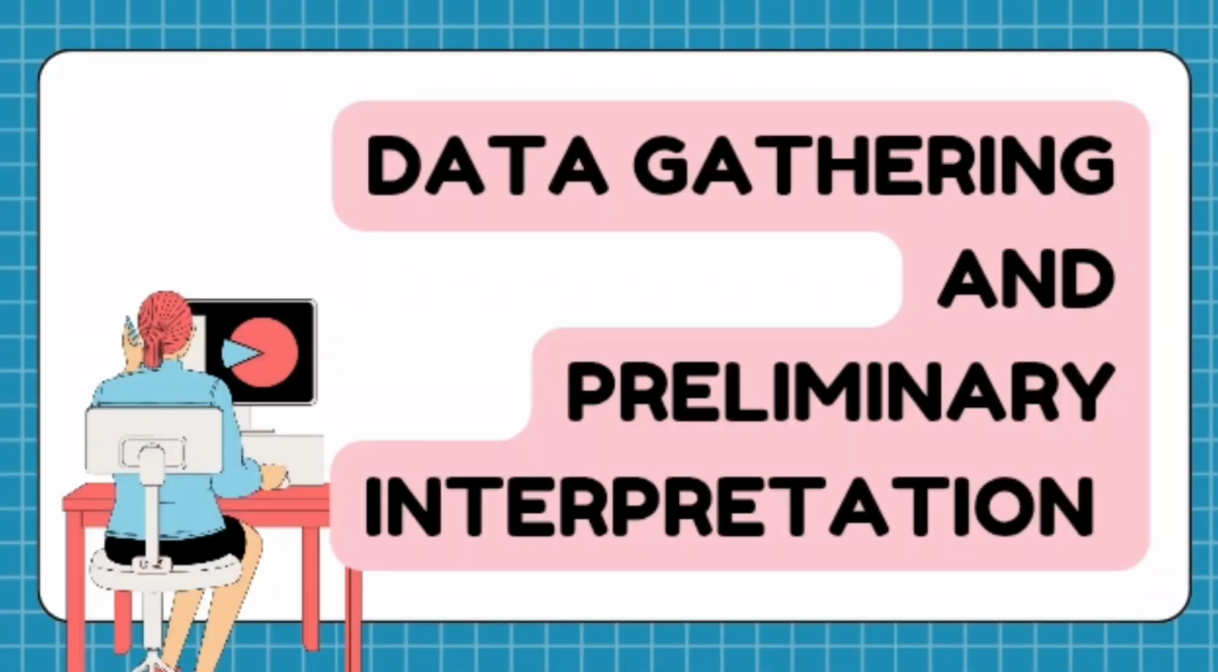Good day everyone. Welcome to our video report. Our topic is all about data gathering and preliminary interpretation. These two are important in doing research. In every research, it's not just enough to think of opinions or ideas. In research, you need real information or data that can support our study. That's why researchers collect data first and then they interpret it so that they can understand what it means.